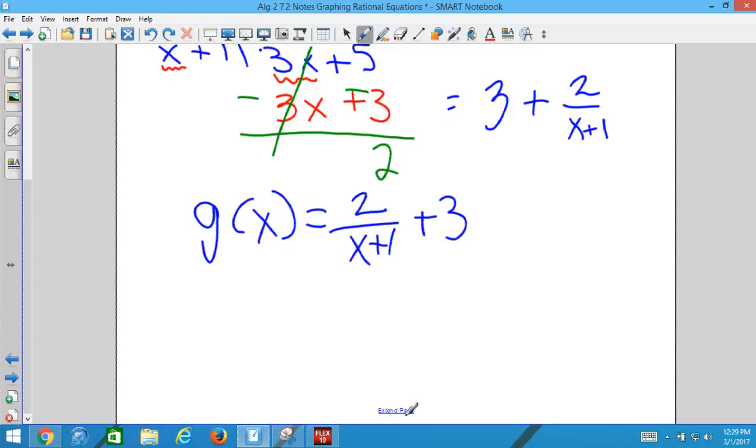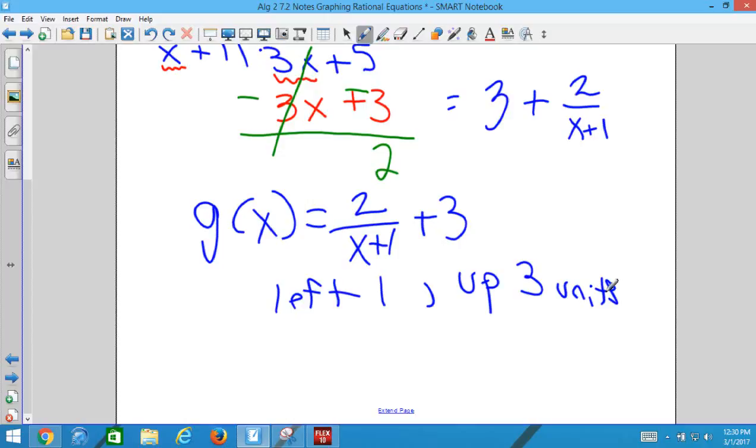So what is our transformation from the parent function? I'm going to say left 1 first. We would do left 1 and then up 3 units from our original parent function.